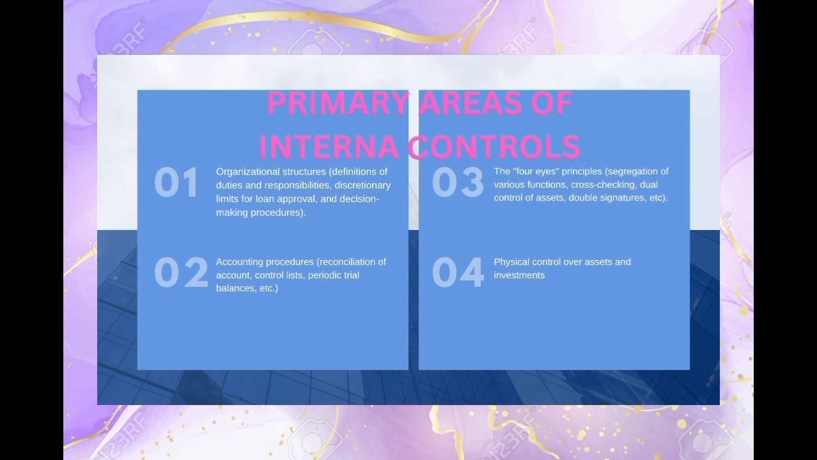Last, physical control over assets and investments. These are the measures to safeguard and protect physical assets and investments, preventing loss or theft. For example, a cooperative might store important documents such as property deeds and investment certificates in a secure, fireproof safe with access limited to authorized personnel. Overall, by implementing these internal controls, cooperatives can maintain good governance, reduce risk, and achieve long-term sustainability.